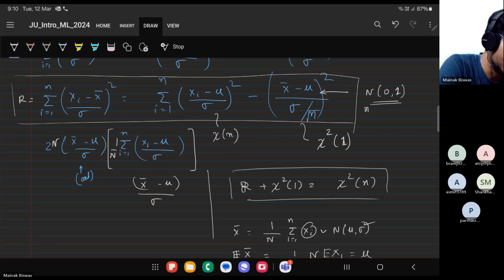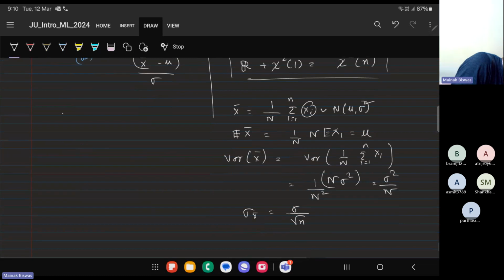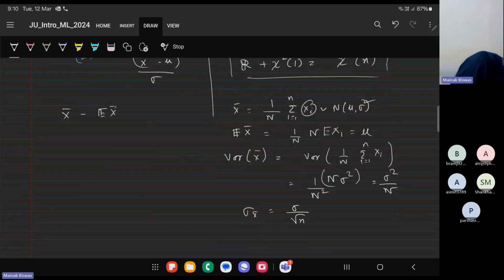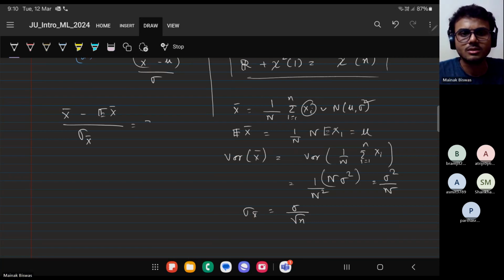This is the normalized distribution of the sample mean. Is it clear? So this is the mean mu, and again I'm writing x hat minus the expected value of x hat, divided by the variance of x hat. This is a normal distribution, yes or no? Is this normal or not? Yes. Others?